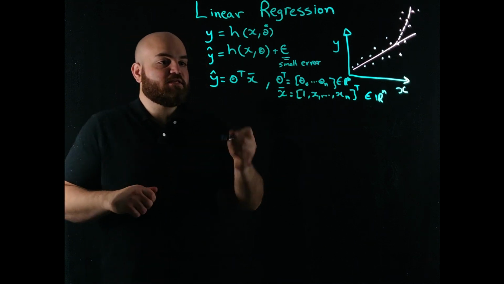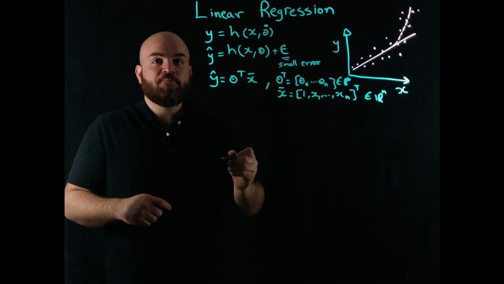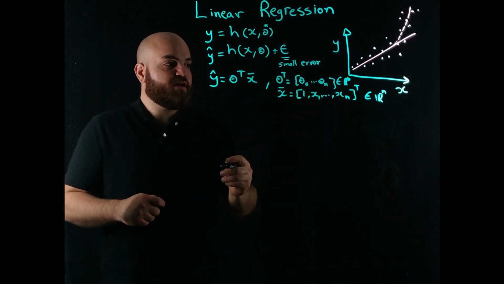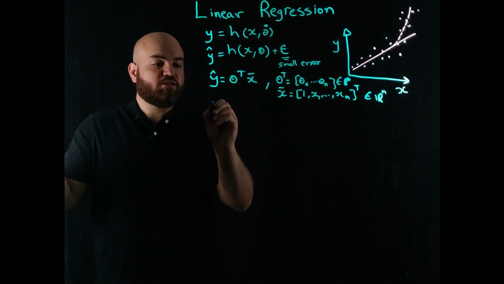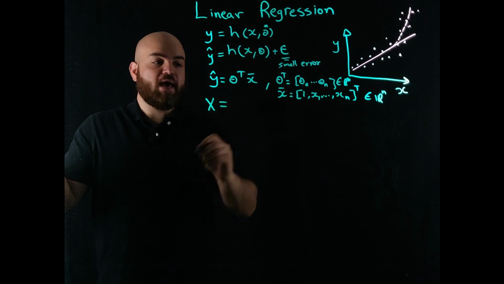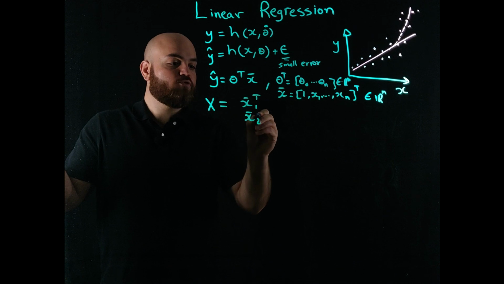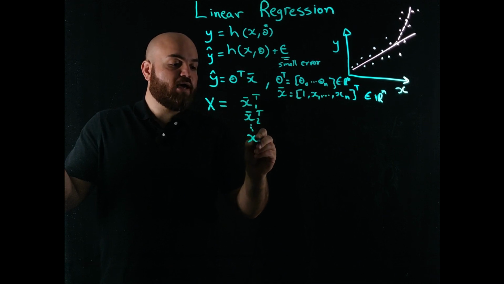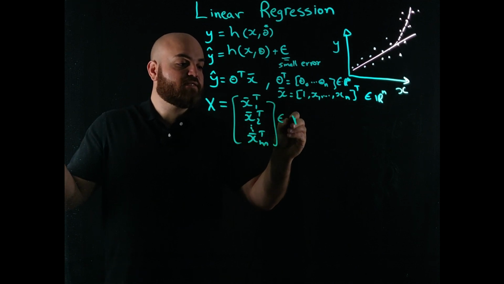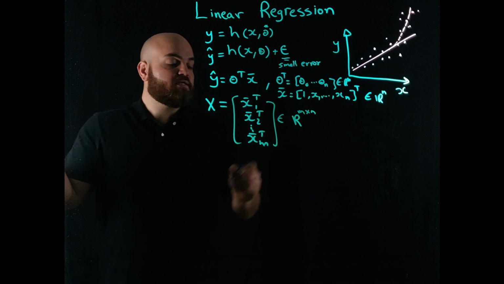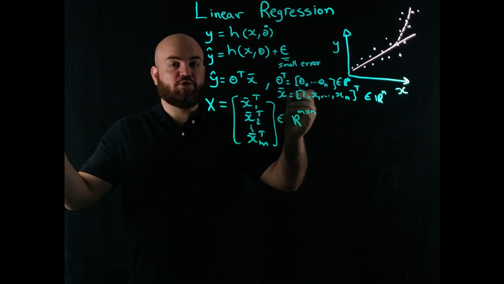So given this hypothesis, where y hat is theta transpose x bar, where we define theta transpose to be this row vector and x bar is this column vector, let's say that given all my observations, I have m observations. I create this matrix capital X, which is x1 transpose bar, x2 transpose bar, all the way to xm transpose bar. And this is a matrix in the m by n space, where n is the number of variable parameters theta that I have.